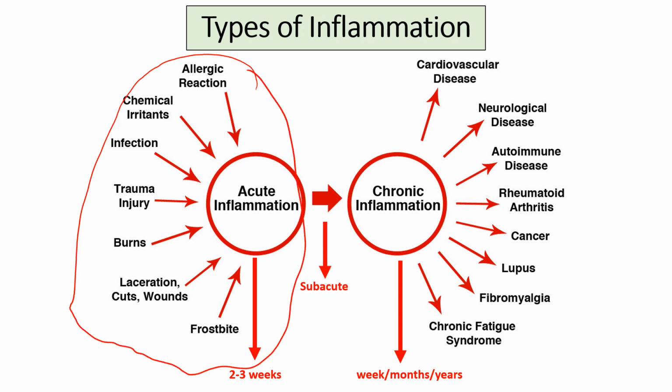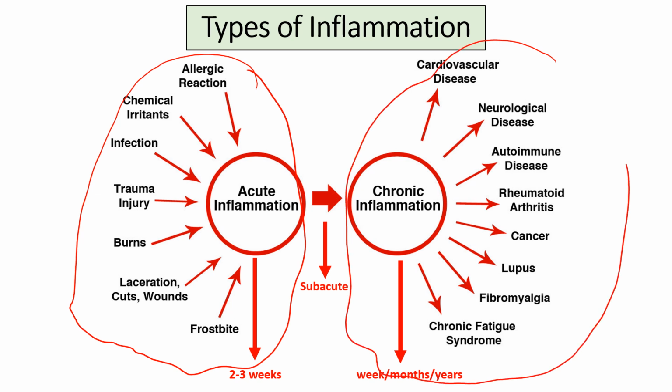Then we have chronic. Chronic is anything longer than that: weeks, months, years, a lifetime. It can be a result of cardiovascular disease, a neurological disease, autoimmune disease, anything where the body is repeatedly inflamed. Usually there's a period of nothing, of remission, and then you get flare-ups: inflammation, nothing, inflammation, this cycle. That is called chronic inflammation.